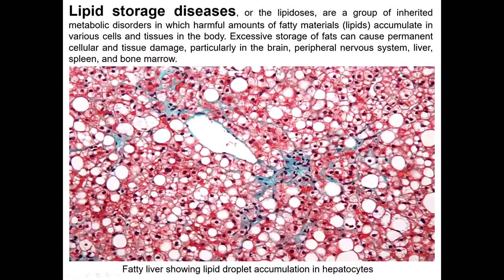And you can also have lipid storage diseases, okay, again, congenital diseases. Too much fat is stored, and if there's too much fat, it can cause tissue damage, particularly nervous system damage and damage in other organs as well.